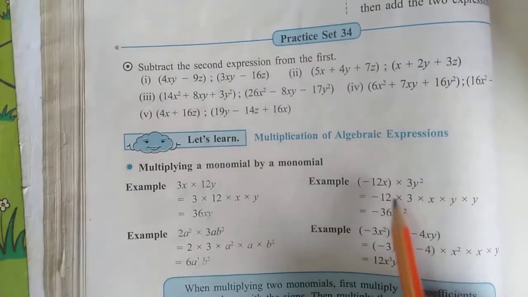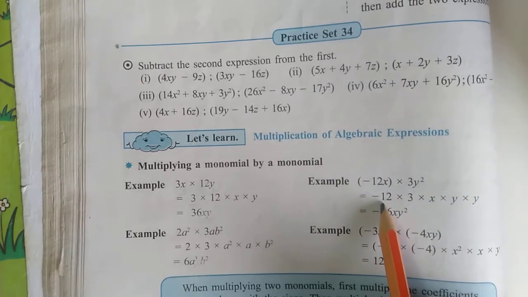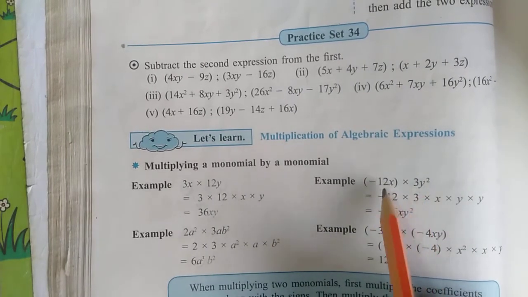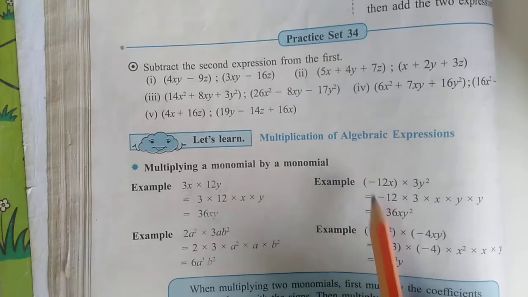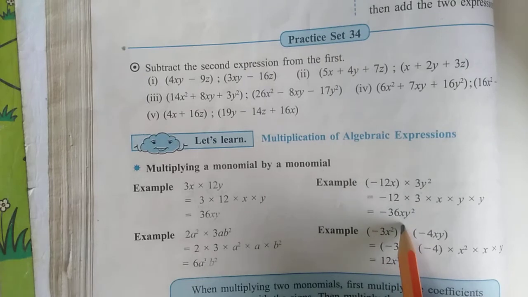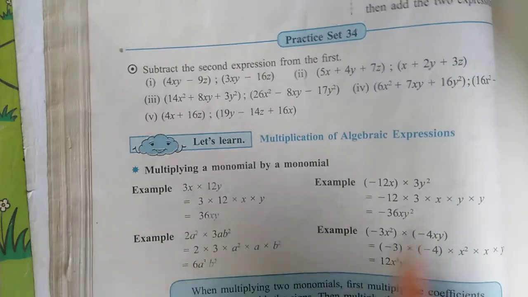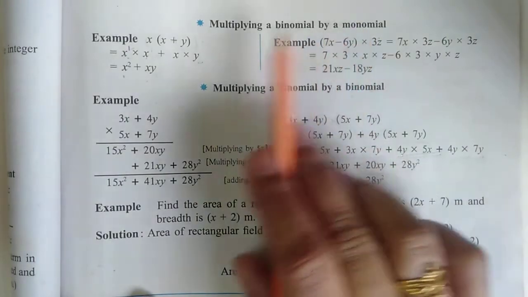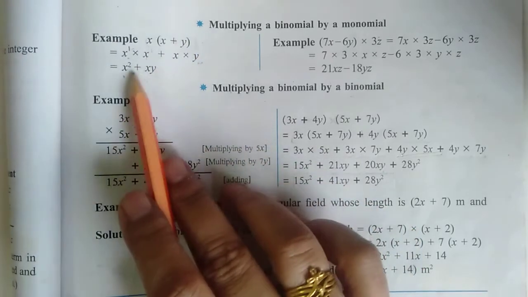See another example, minus 12x multiplied by 3y square. In multiplication we know the rule: when one term or one number is negative and another is positive, then the multiplication answer always has the negative sign. So 12 3s are 36 and it is minus 12, so it is minus 36. And see the variables, x into y square, it is as it is. Very simple.